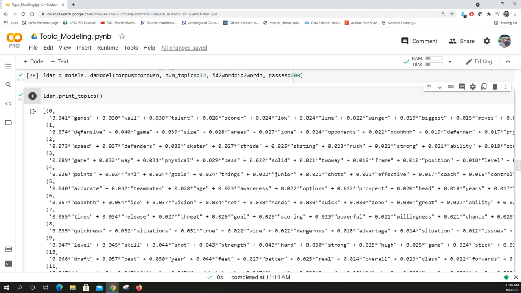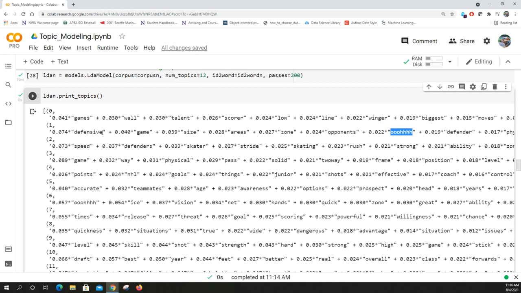We also have some that are a little bit harder to see what the underlying topic is. This one, for instance, defensive game. Okay, so we're talking about defensive game, but then there's also size, and I don't really know how areas fits in. Opponents. This is the word that we use to replace offensive, remember. It's difficult to say exactly what's going on here.